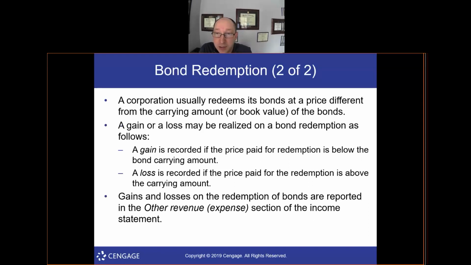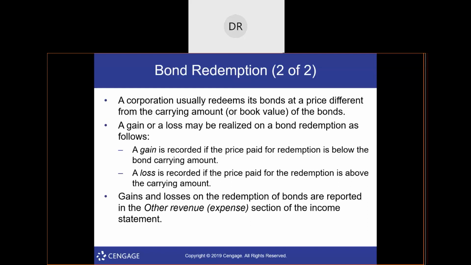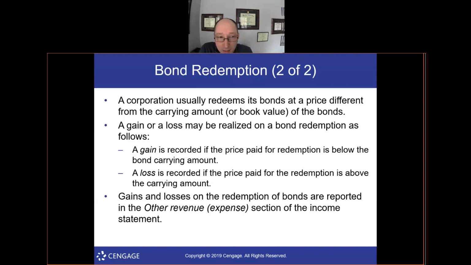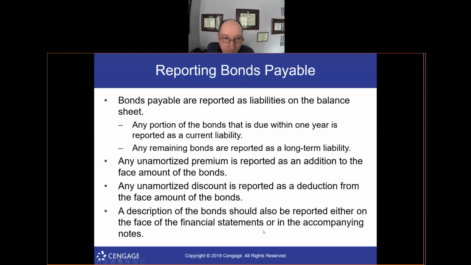A corporation usually redeems its bonds at a price that's different from the carrying amount, also known as the book value, of those bonds. A gain or a loss may be realized on a bond redemption. A gain is recorded if the price paid for the redemption is below the carrying amount, and a loss is recorded if the price paid is above the carrying amount. You already know how to record gains and losses. We talked about that when we talked about the sale of fixed assets. Remember? That was some time ago as well. Gains and losses on the redemption of bonds are reported in the other revenue or expenses on the income statement, just like when we would sell a fixed asset.